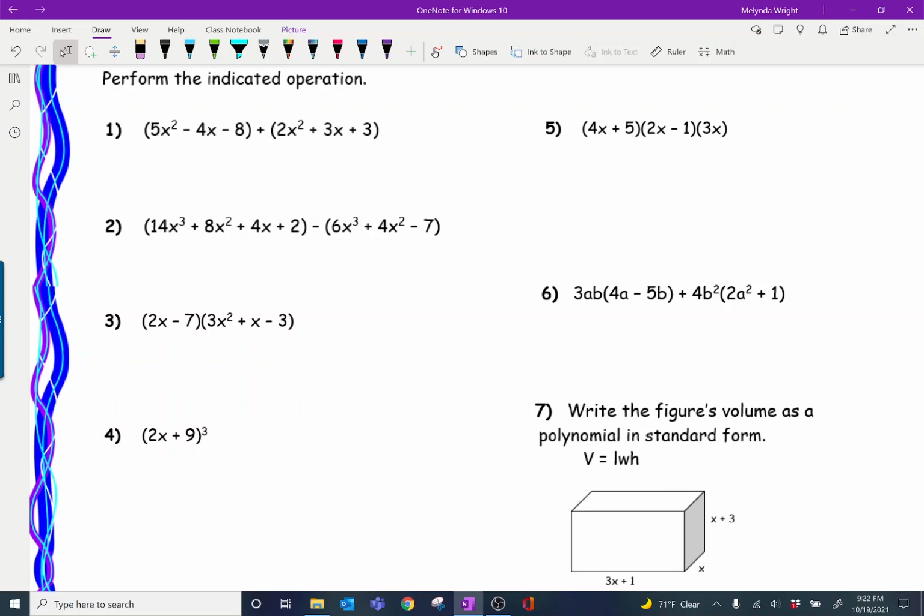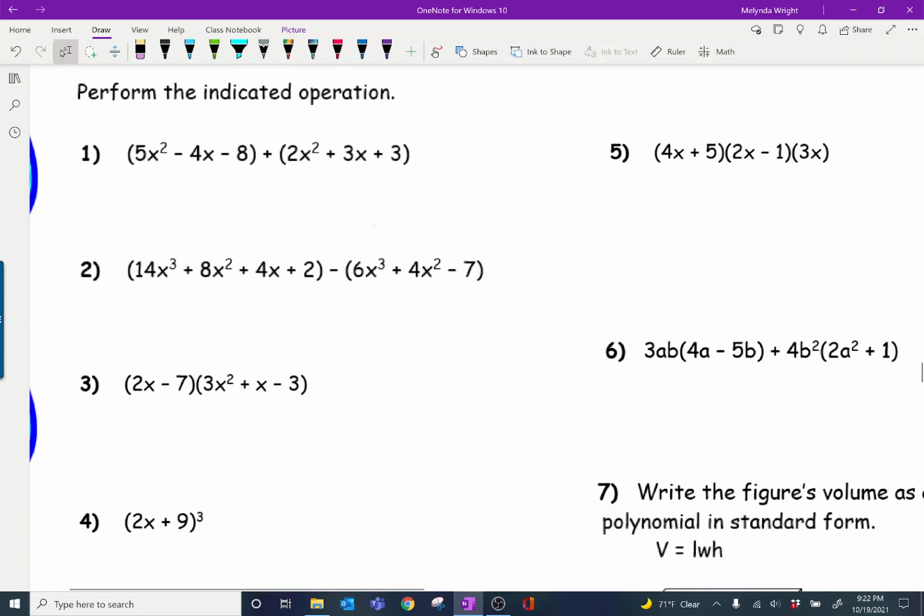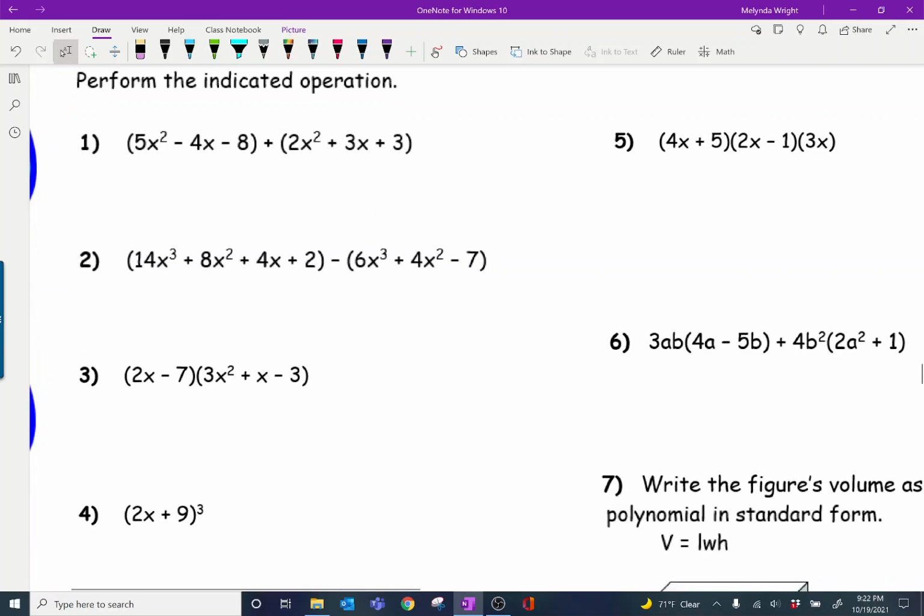Okay. So on number 1, let's practice our vocabulary. We have a trinomial plus a trinomial. And we're just going to combine like terms. The ones that are squared, we're going to add those together. The ones that are to the first power, we'll add those together, and then the numbers. So just pretty straightforward, not too bad. That would be 7x squared minus x minus 5.